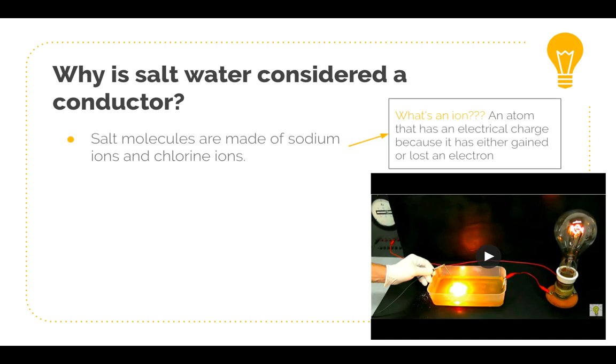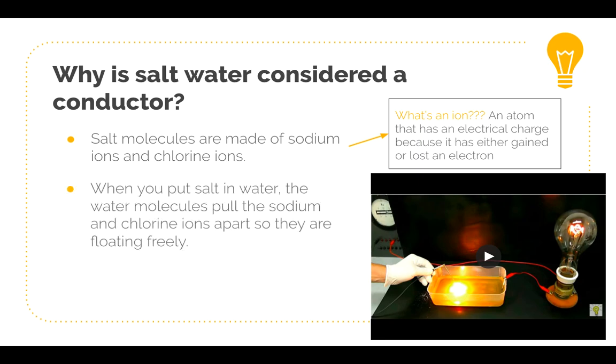So why is salt water considered a conductor? Salt molecules are made of sodium ions and chlorine ions. If you haven't taken chem already, what is an ion? An ion is an atom that has an electric charge because it has either gained or lost an electron. Again, you'll get into ions a little bit more when you do take chem.